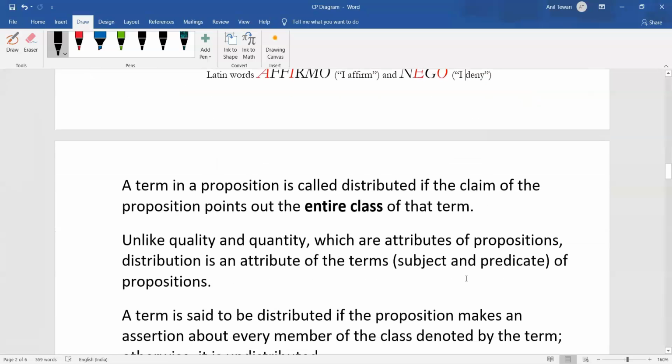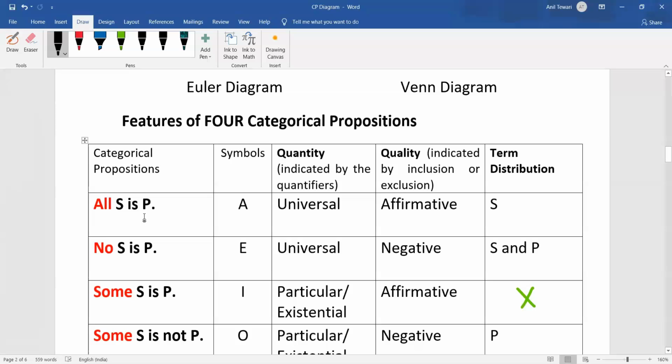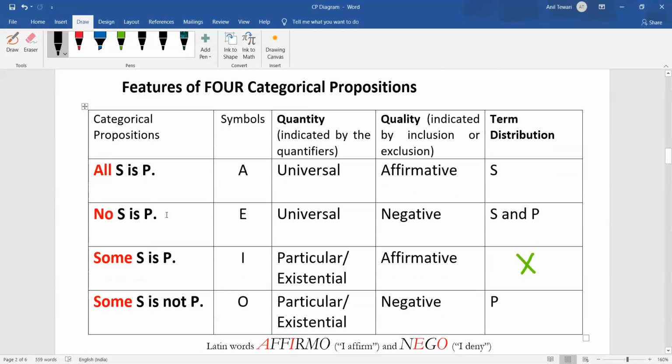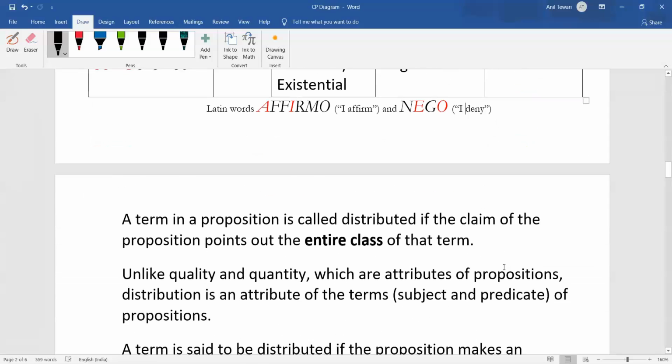And then the third feature which we have seen is that the terms in the categorical propositions are said to be distributed, the subject term and the predicate term. In A proposition, the subject term is distributed. In E proposition, subject and predicate both are distributed. In I proposition, no term is distributed. And in the O proposition, the predicate term is distributed.